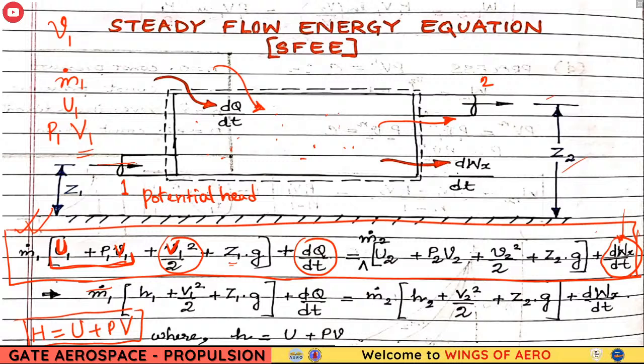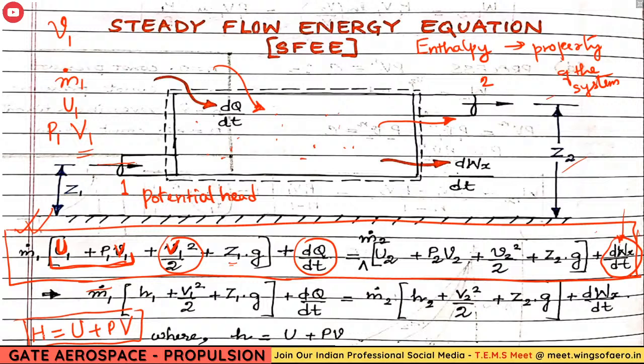So remember enthalpy. What is the property of enthalpy? It is an extensive property, and this enthalpy is the property of the system. Remember this point, you can highlight it. Enthalpy is the property of the system.